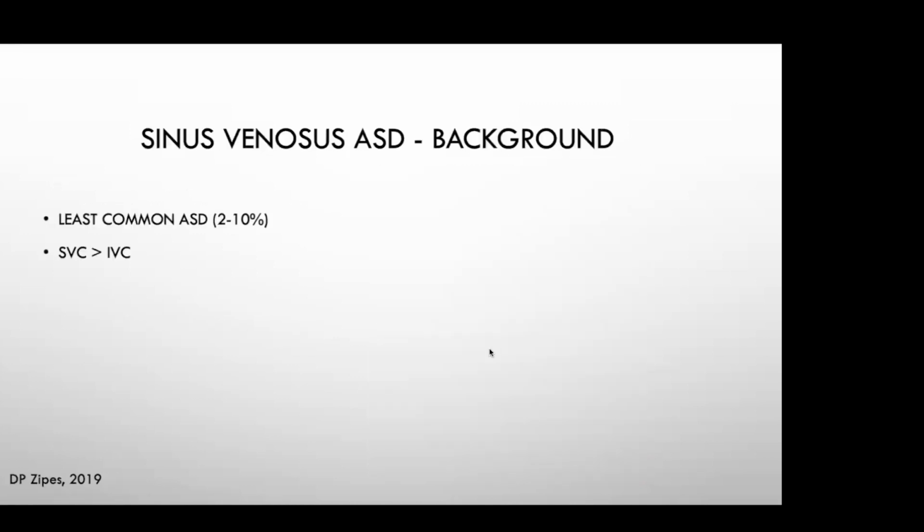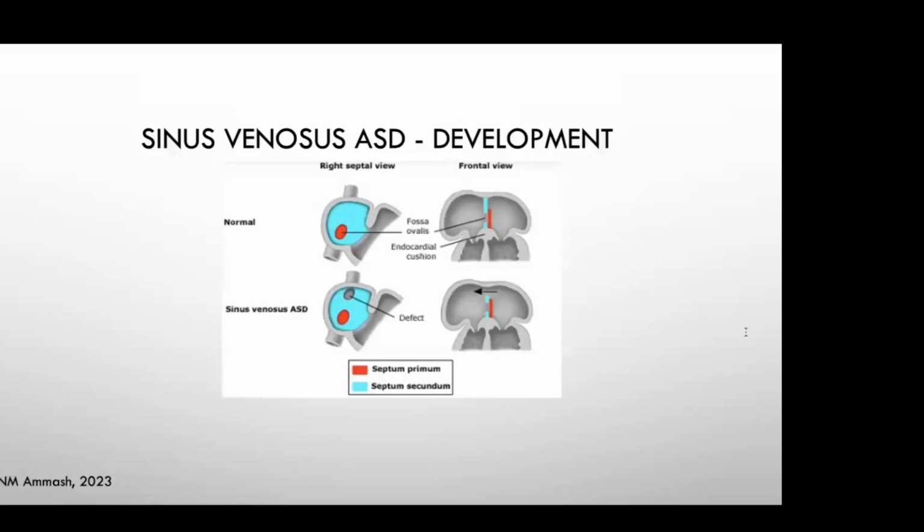Sinus venosus ASDs are rare. They're about 2 to 10% of all ASDs, and they can be related to either the superior or the inferior vena cava, although superior vena cava involvement is much more common. Sinus venosus ASDs are a consequence of improper positioning of the insertion point of the inferior or the superior vena cava, and they can be located either inferiorly or superiorly. These also have a normal fossa ovalis.